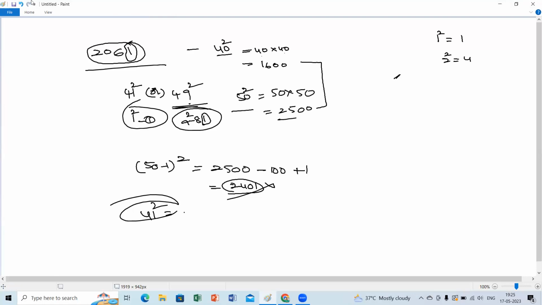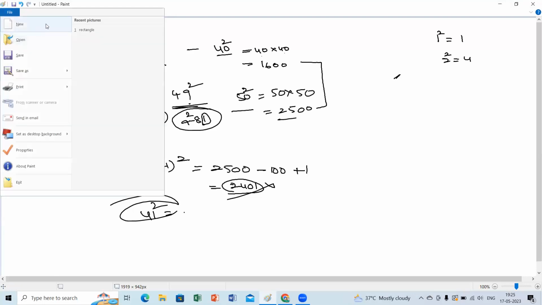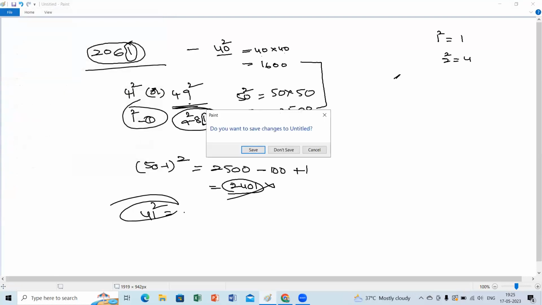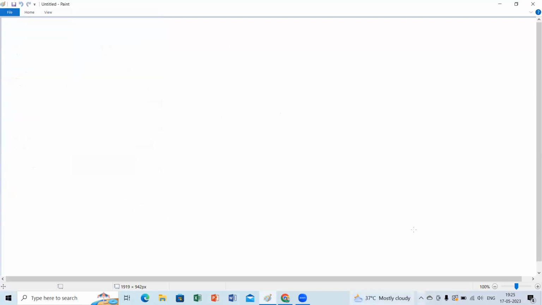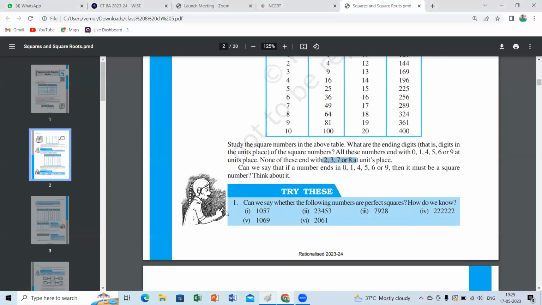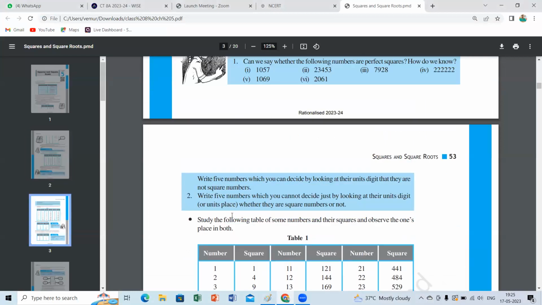Else you have the table, you can see directly through the table. Is there any number like 2061? No, ma'am. Very good. The nearest squares are 2025, which is 45 square. That's why random checking is also important. Suppose you don't have the table with you in your exam, so you can write 5 numbers which you have decided by looking at their units place that they are not square numbers.